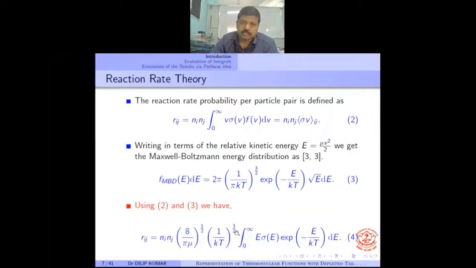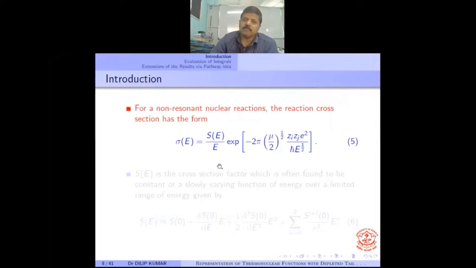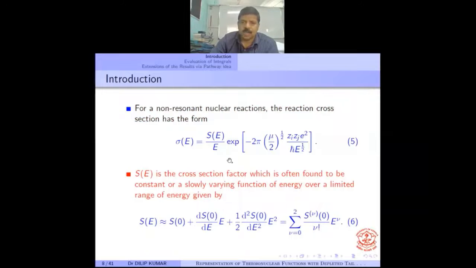Here this sigma E, as I told, we consider a non-resonant thermonuclear reaction, so there is no resonance taking place during the reaction. We will be considering an expression like this, where S of E is a slowly varying function of energy, which can be expressed in the form of a series where the higher order terms are negligibly small. That is why we are omitting them.